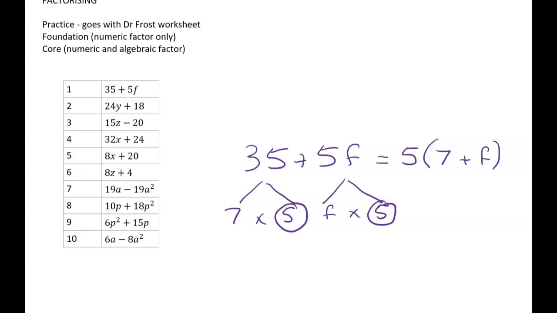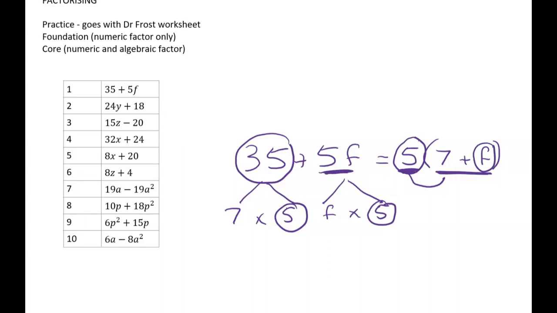So let's see why this is working. This is basically the reverse of the expanding that we did in the last class. So this whole thing means 5 times all of this. 5 times 7 plus f. So that's the same as 5 times 7, which gets me back to the 35, plus 5 times f, which gets me back to this.